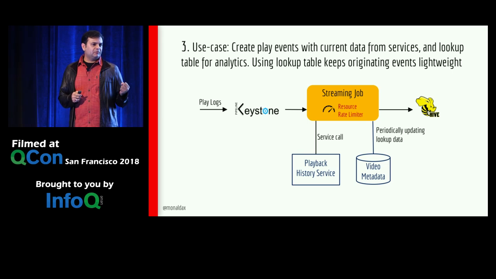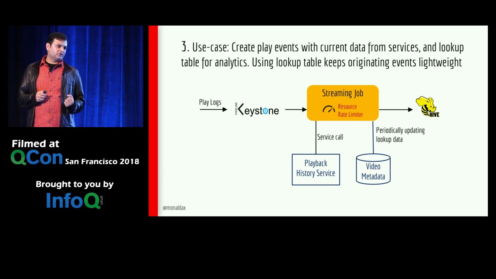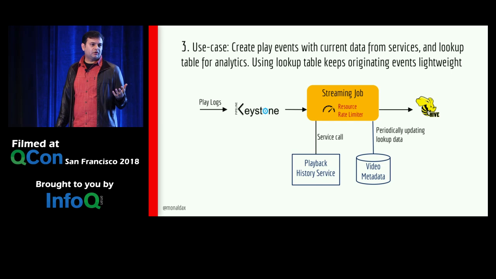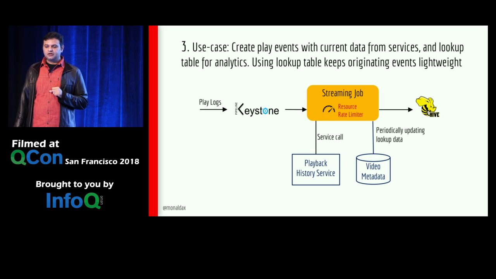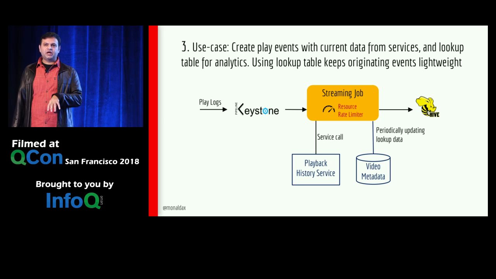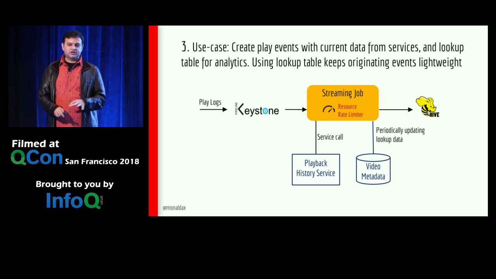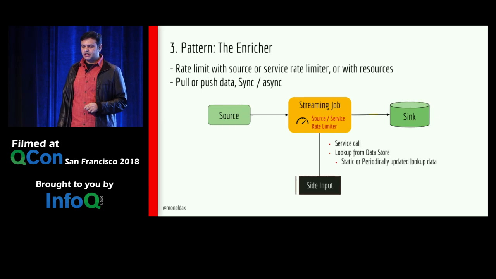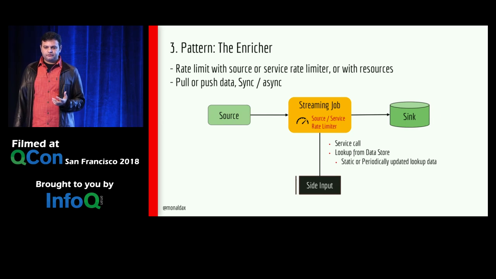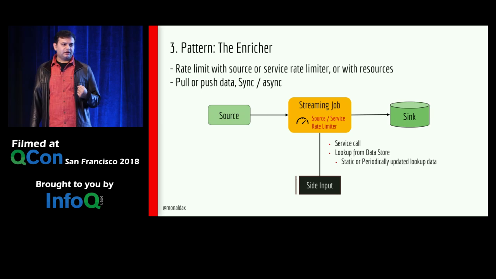Now, there's a rate limiter built in because we don't want to bombard the service. There are different ways of rate limiting. That itself is a big topic, so I won't get into that. But here we are limiting the rate in a very dumb way, by just launching fewer resources on the streaming job side. So the pattern that emerges out of this is the enricher pattern, right?